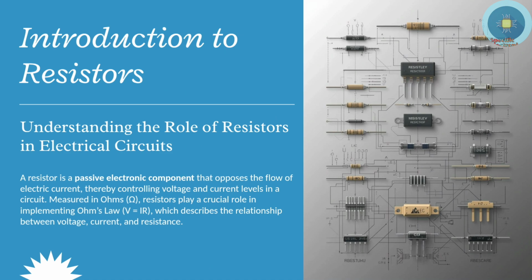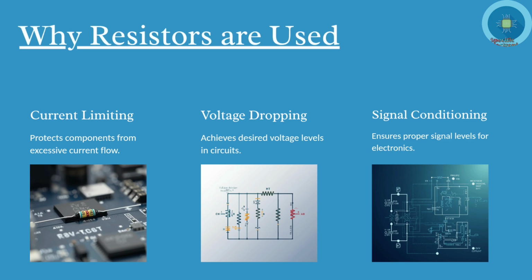Resistors play a crucial role in implementing Ohm's law, V equals IR, which describes the relationship between voltage, current and resistance. Next, why are resistors used?